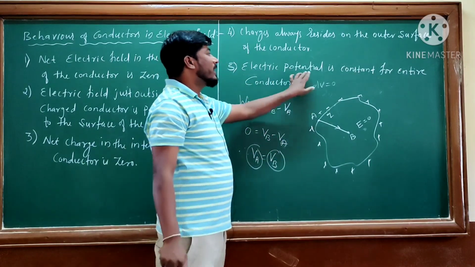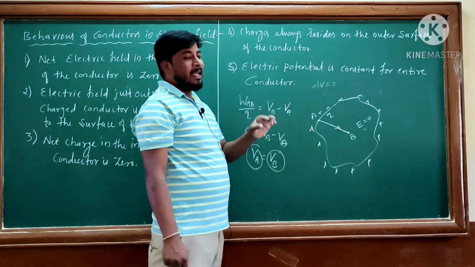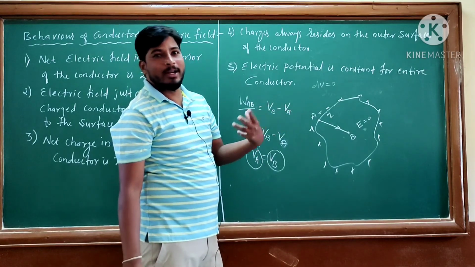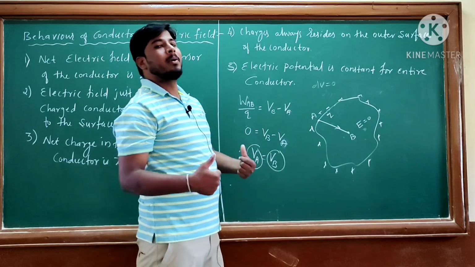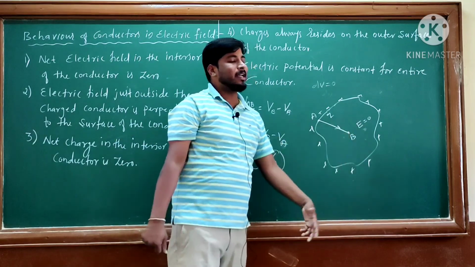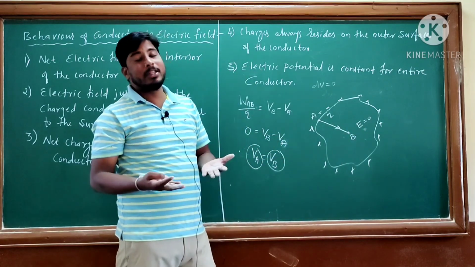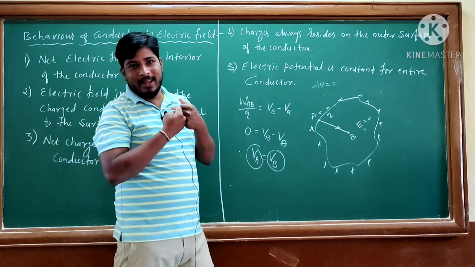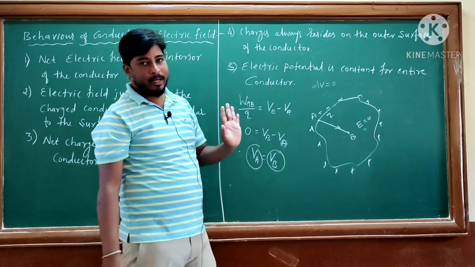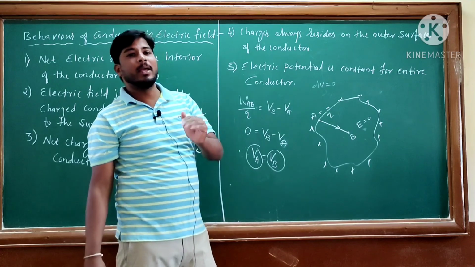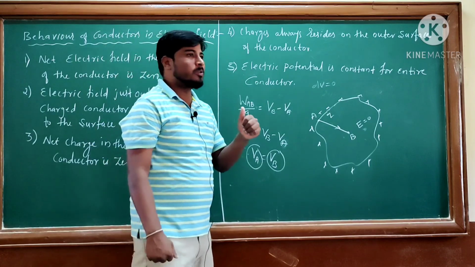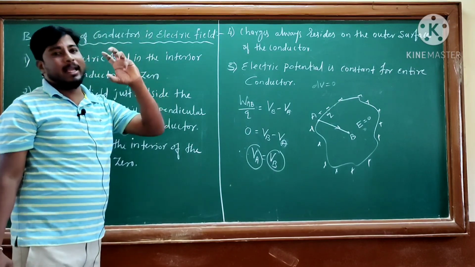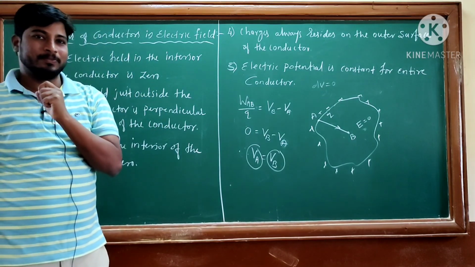So the electric potential is constant for the entire conductor because there is no work done. Why is there no work done? Because the electric field inside the conductor is 0. So there must be no work done to move a charge. Alright, so this is the fifth point, and these five points are very, very important. It shows how the conductor behaves in the presence of the electric field.